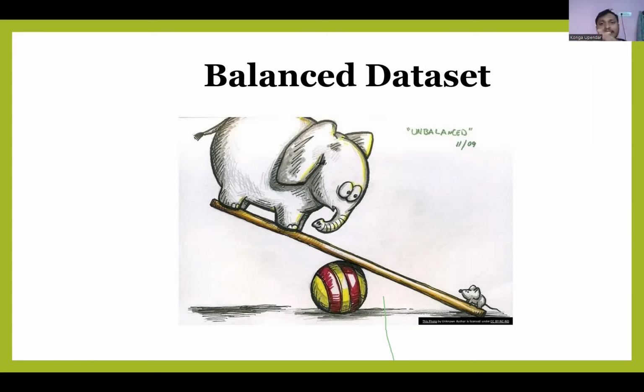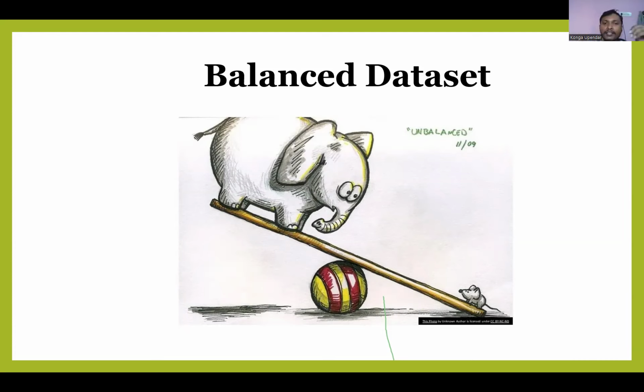So what is a balanced data set? Let's say banana and apple. Maybe you have 400 images of banana, and something like that for apple is okay. But if you have 400 images of banana and only 100 images of apple, it will create a problem. So this is called imbalance. That thing we need to take care of before going to the model.